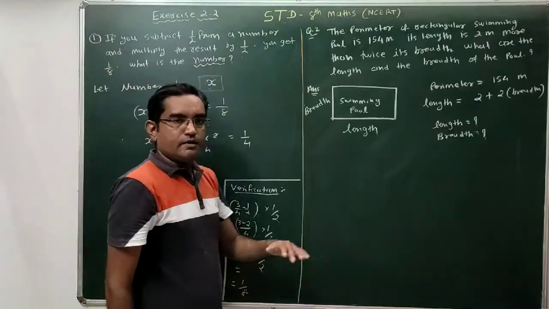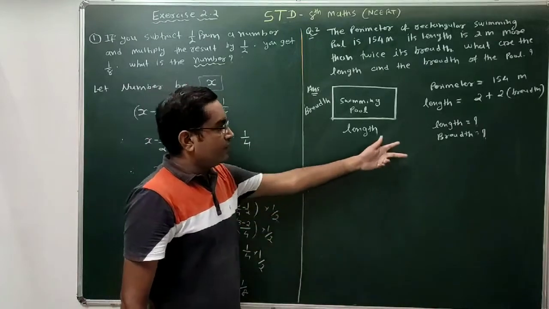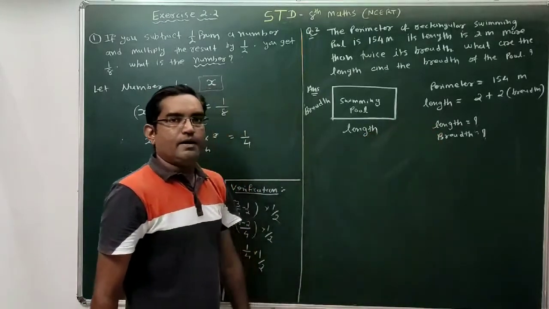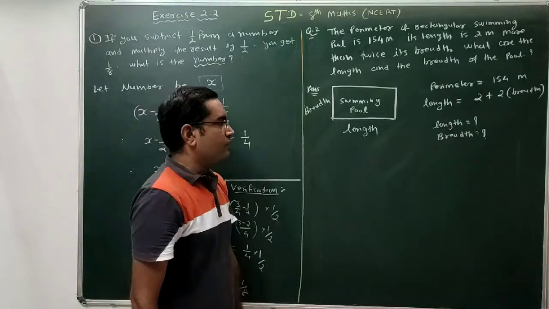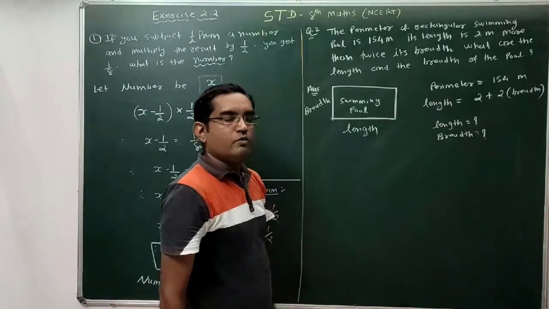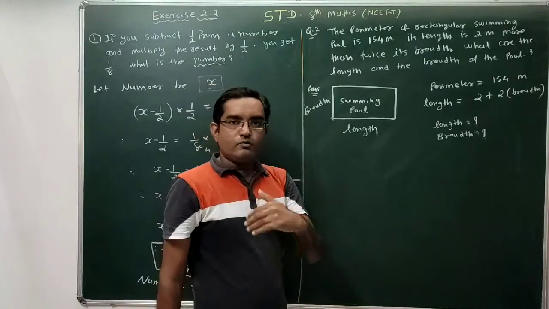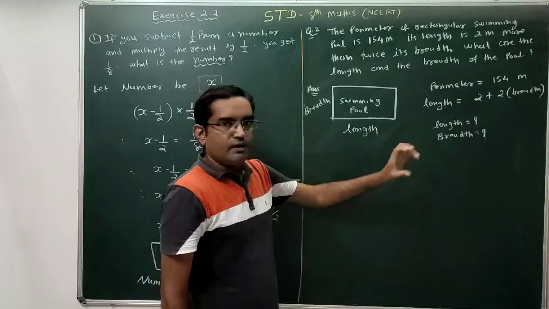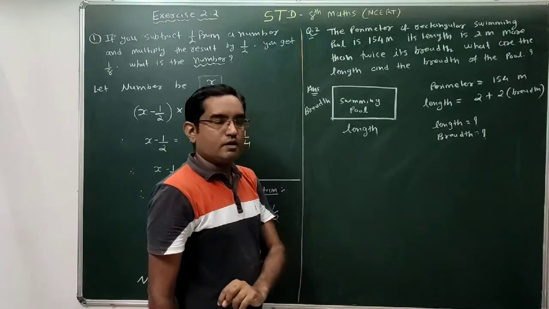So what you have to find? That you have to assume. But here, two values are to be found, length and breadth. So the question is for which quantity we have to assume our variable. You have to assume the variable for the quantity which is not given, which is unknown.